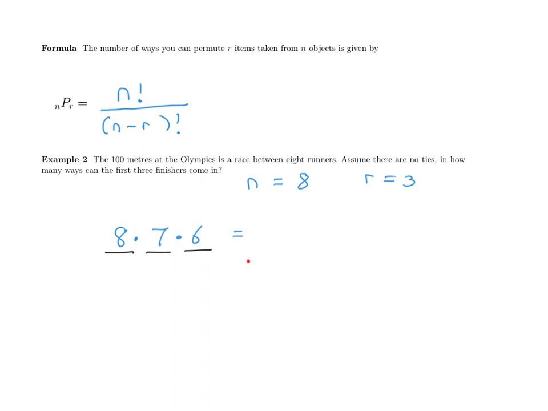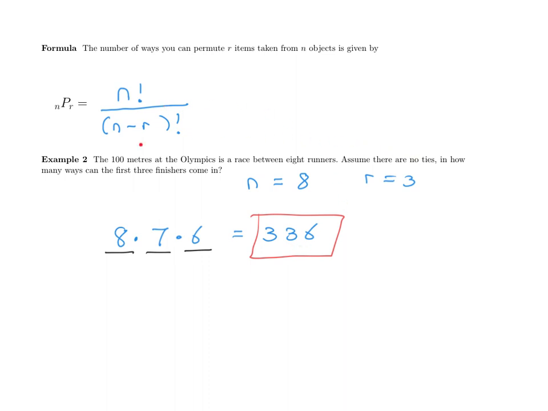Now, that's not a factorial, but that's still something we can multiply. 8 times 7 is 56 times 6 is 336. And that's the answer. Now, why does that relate to this formula here?